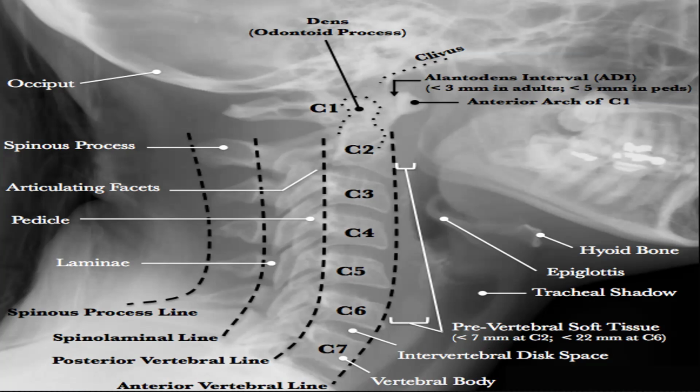Okay. The next one at C6 here. Some sources say C7, almost the same, no problem. So it should be less than 22 mm. It means 2 centimeters. Okay. If more than that, it means a fracture. Clear, doctor? Yes, sir. Okay.